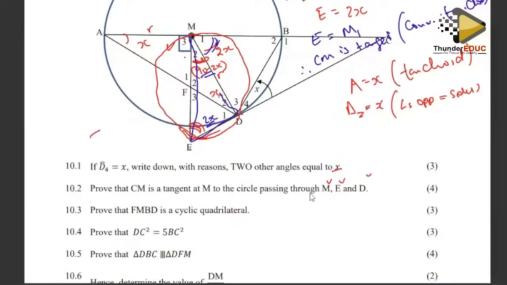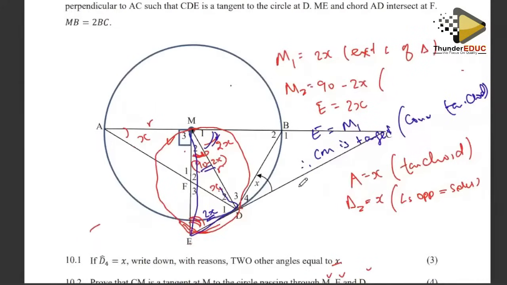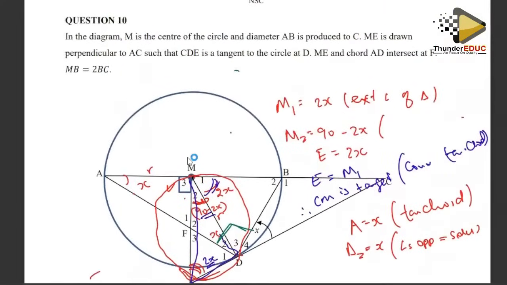Then can we prove that FMBD is a cyclic quadrilateral? Okay. So number one, we can start with D3 and D4, or D3 and D2. I think that would be better. D3 and D2 to give us the 90. Okay. So we're saying D3 and D4. Let me just write it somewhere here. So D3 plus D4 is going to be a 90, angle in a semicircle.